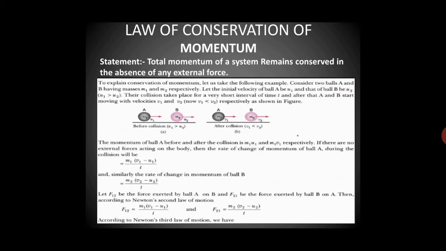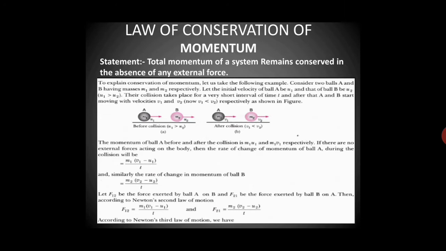The picture depicts that before collision, the initial velocity u1 of ball A is higher than the velocity of ball B. After collision, the final velocity of ball B is much greater than the final velocity of ball A. The momentum of ball A before and after the collision is m1u1 and m1v1 respectively.